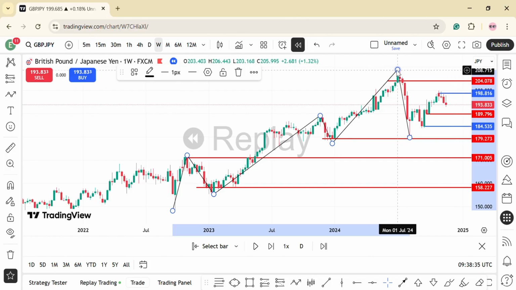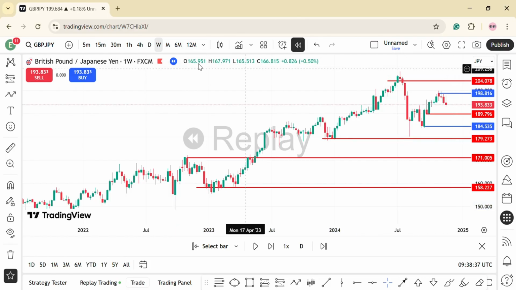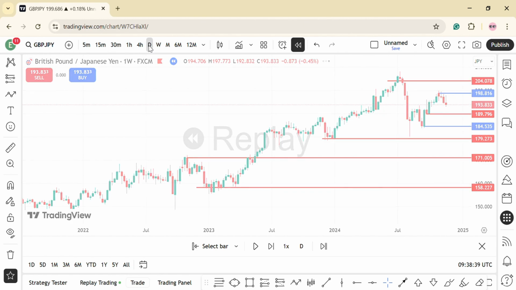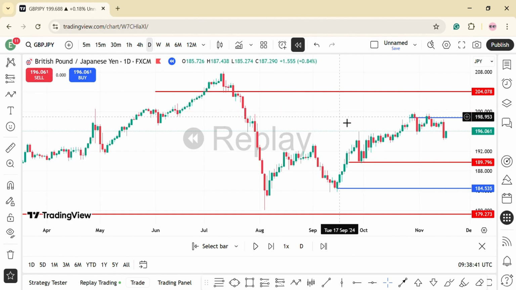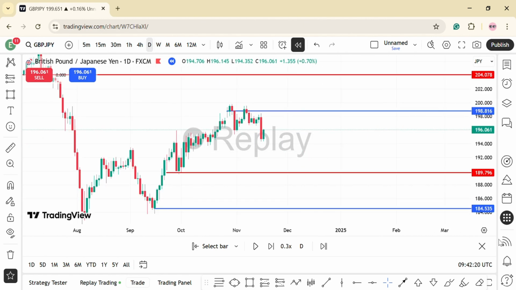So let me delete this, and then go to daily for our confirmation candles. You can see this is the daily time frame. When you get to the daily time frame or your H4 or H1, what you have to do as a day trader is spot your supply and demand zone. You can see a clear supply zone here close to our weekly F and R zone.